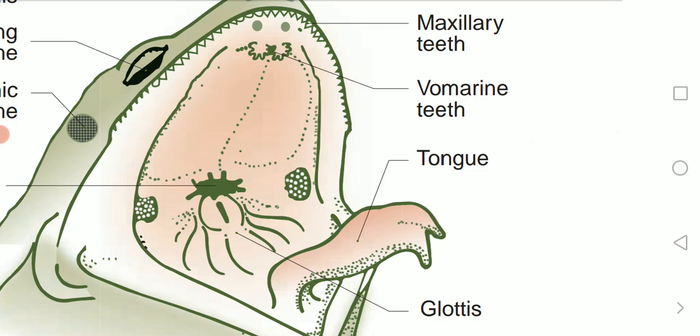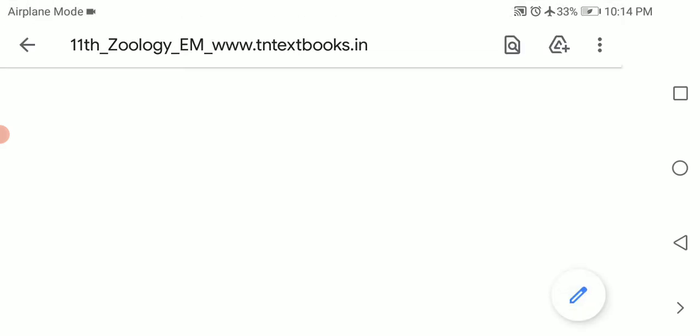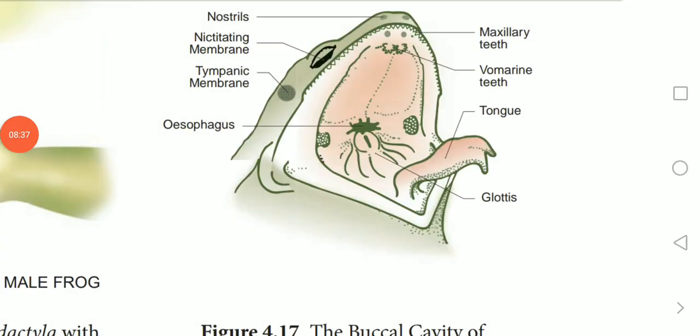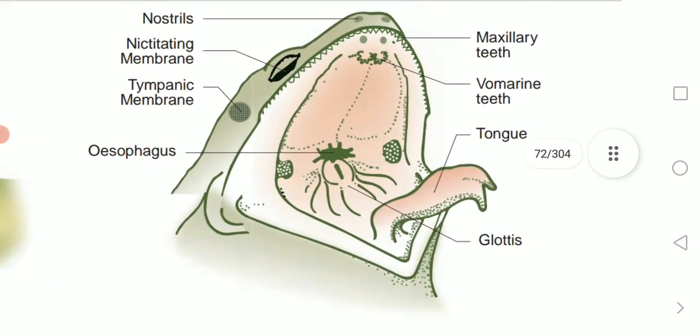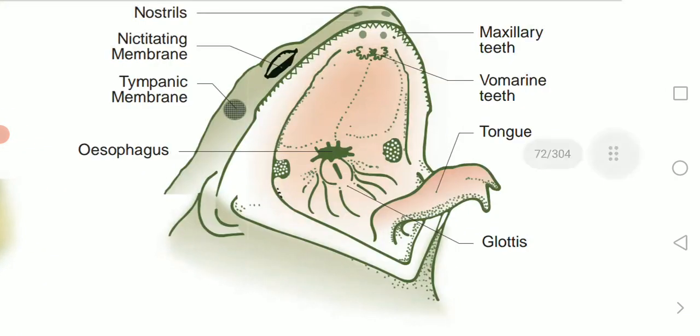The lower jaw is devoid of teeth. The lower jaw, they do not have teeth. Here, this is the vomerine teeth, also present in two groups, one on each side of the internal nostrils. The lower jaw is devoid of teeth.